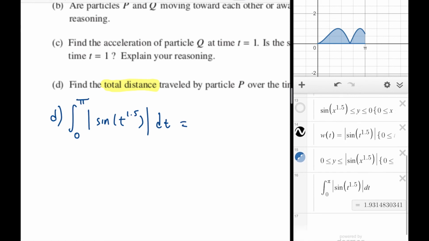And now I can evaluate that by plugging it into the calculator. I'm not going to differentiate that by hand or integrate that by hand. And we get 1.931 total meters or feet or whatever it is traveled. There we go.